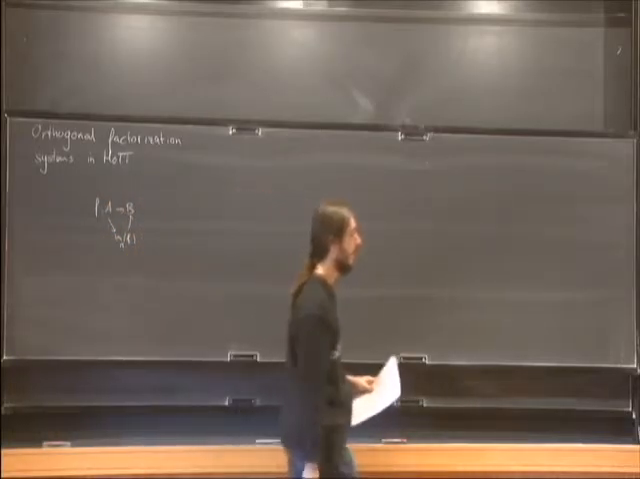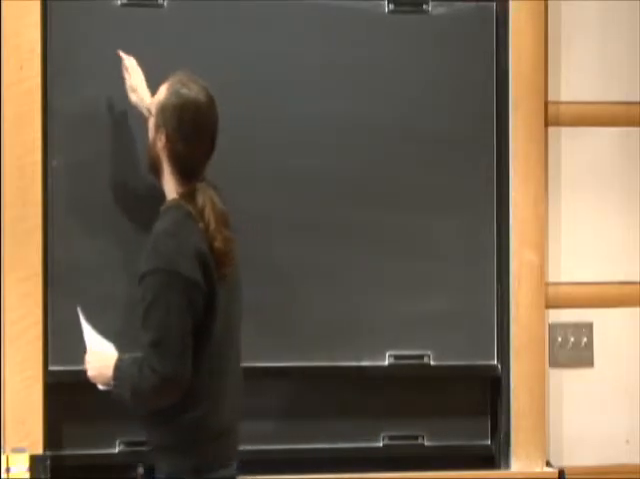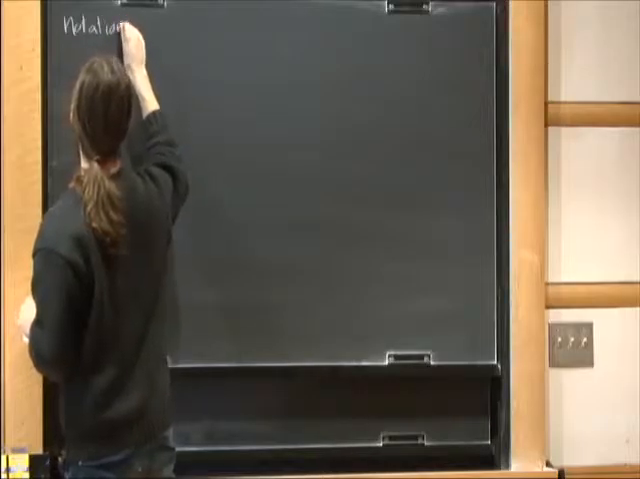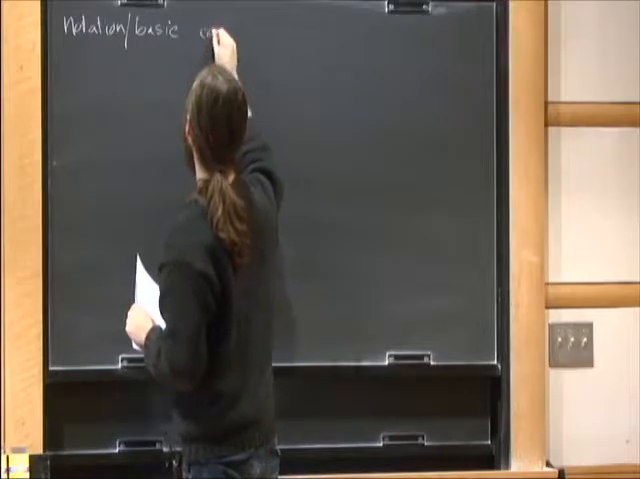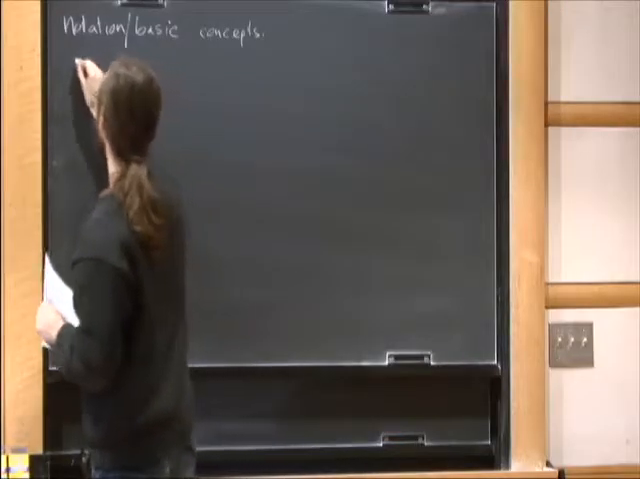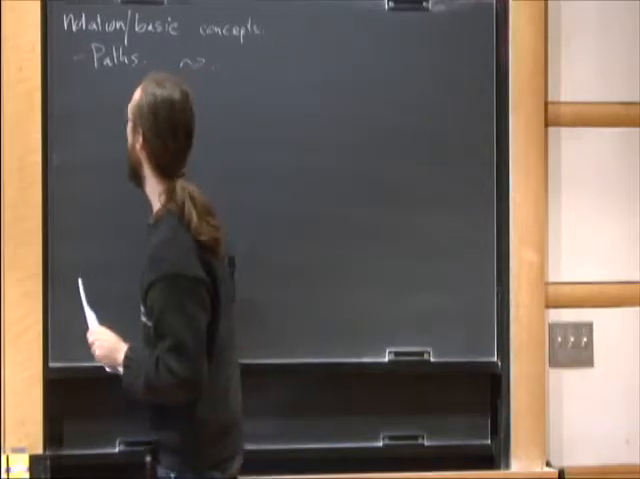So let me just write on this board some preliminaries so that we can keep them here and you can go back to this board whenever that's necessary. I write down some notation here. Notation and basic concepts or equivalence properties. I will denote paths, unfortunately, by this notation.